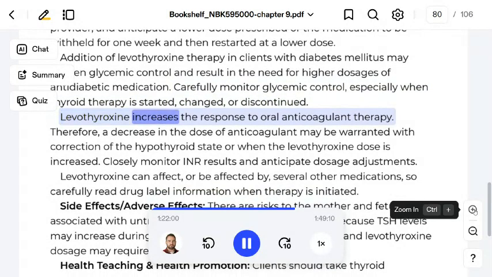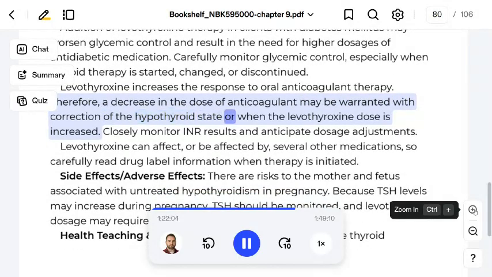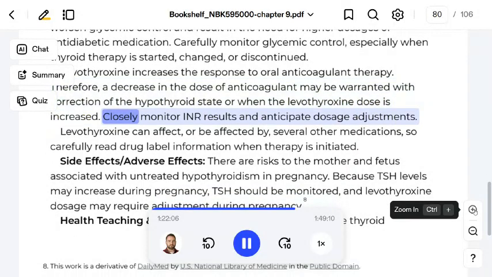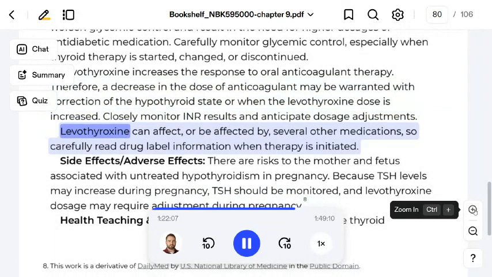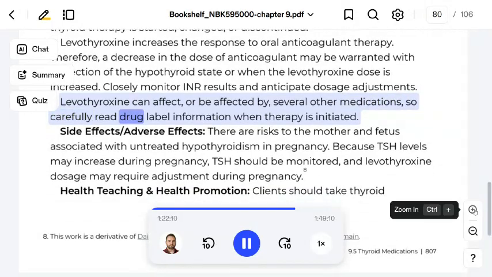Levothyroxine increases the response to oral anticoagulant therapy. Therefore, a decrease in the dose of anticoagulant may be warranted with correction of the hypothyroid state, or when the levothyroxine dose is increased. Closely monitor INR results and anticipate dosage adjustments. Levothyroxine can affect, or be affected by, several other medications, so carefully read drug label information when therapy is initiated.